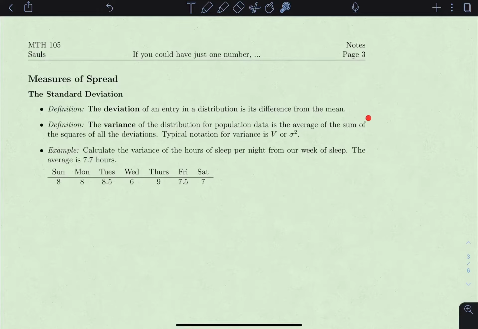Now the variance is a measure of spread, and it'll be an intermediary for us calculating standard deviation. And what it is, it's a type of average. It's an average of the squares of all the deviations. So you take all these deviations, you multiply them by themselves, you add them all up, and divide by how many you have. So let's see what that looks like in practice.